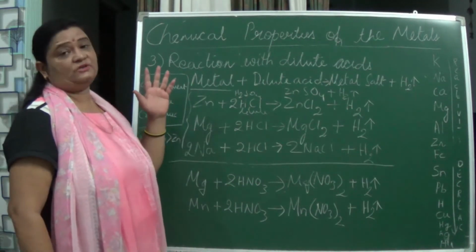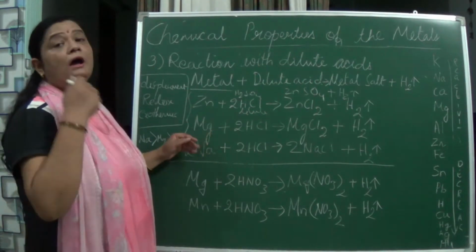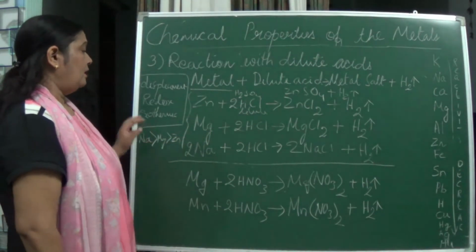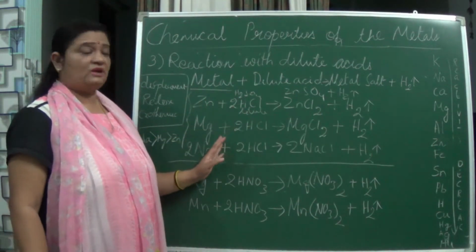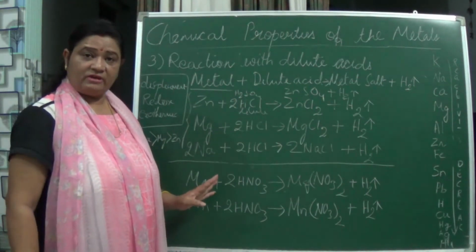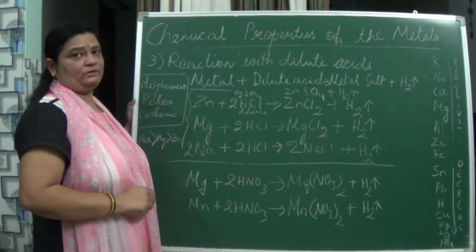Like magnesium reacts with sulfuric acid H2SO4 to give magnesium sulfate and hydrogen gas. Like that, sodium also reacts with dilute sulfuric acid to give sodium sulfate and hydrogen gas. But we can't use nitric acid here.